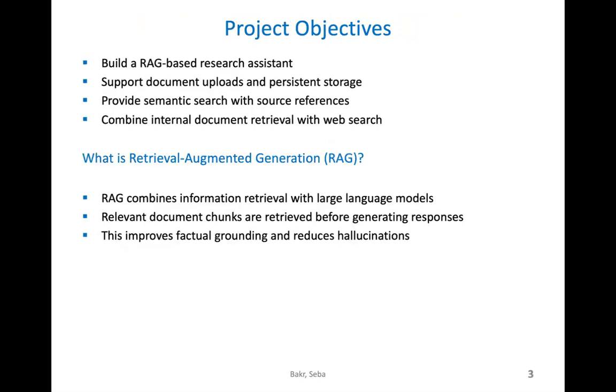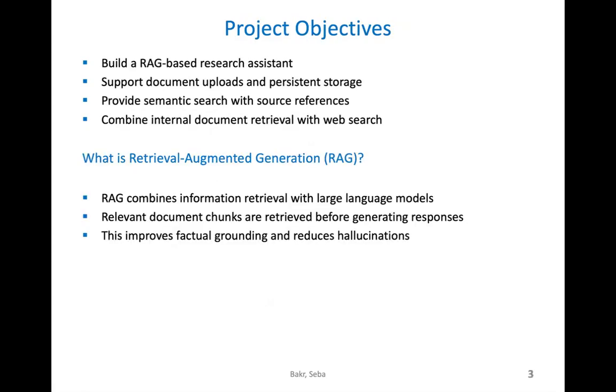The project objective is to build a RAG-based research assistant that supports document uploads and persistent storage. Whenever I say persistent, I mean data that is saved ahead of time in a location, and it might be a large amount of documents, PDF or text documents, and it will be utilized through the application. It also provides semantic search with source references, and it combines internal document retrieval with web search.